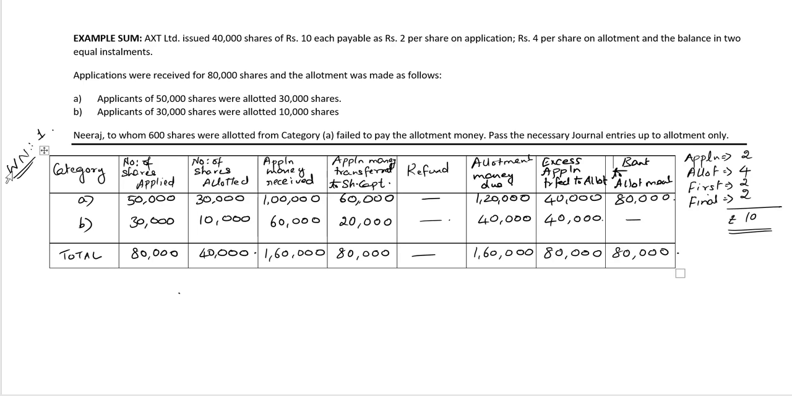Now we need to deal with the situation where Neeraj, to whom 600 shares were allotted from category A, failed to pay the allotment money. So let's calculate the allotment money which is not paid by Neeraj. That's working note 2. Allotment money not paid by Neeraj.